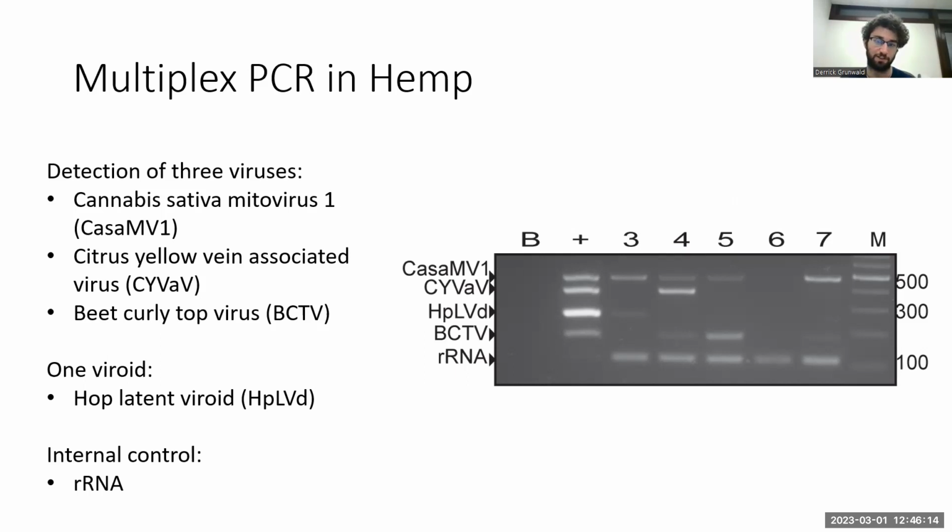What I'm showing here is, in general, that we can detect all the viruses that our multiplex set out to detect in plant samples. For example, sample 3 has a mitovirus and hop latent viroid, and sample 4 has mitovirus, citrus yellow vein associated virus, and beet curlytop virus. I should note that this is part of a manuscript that was submitted, so that's forthcoming.